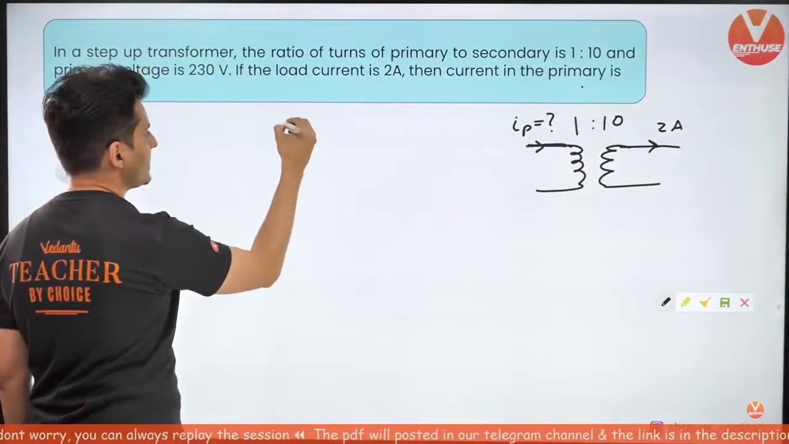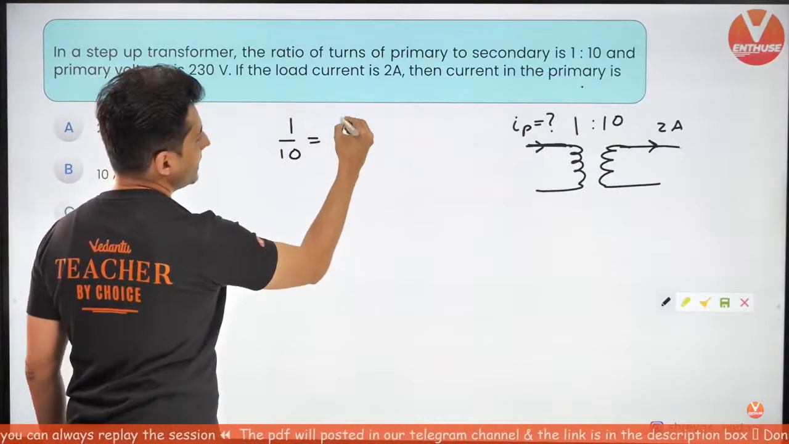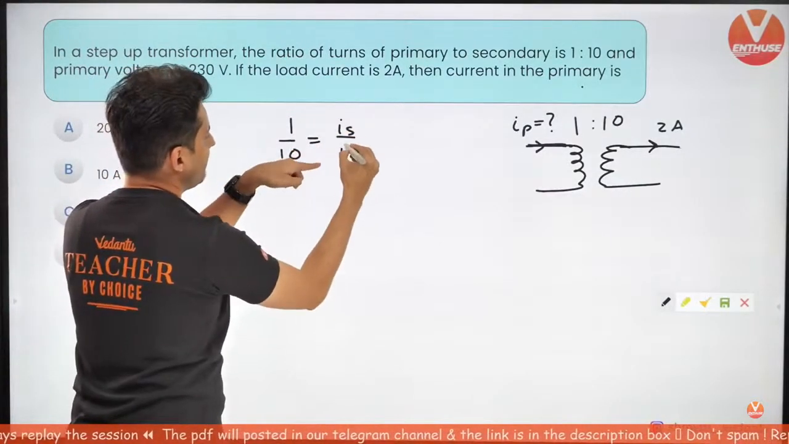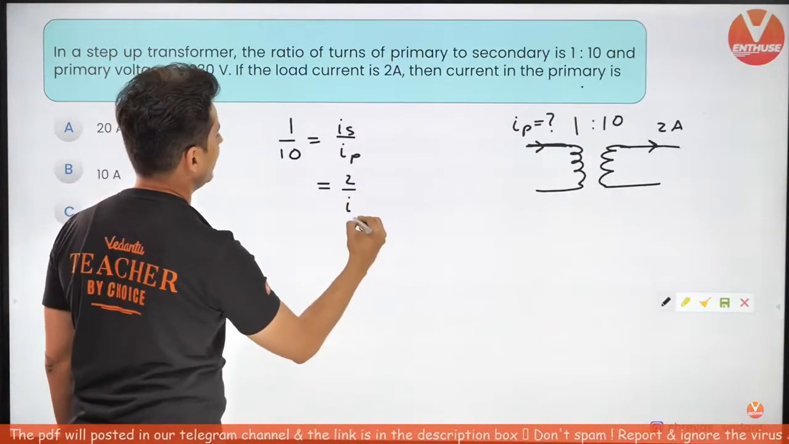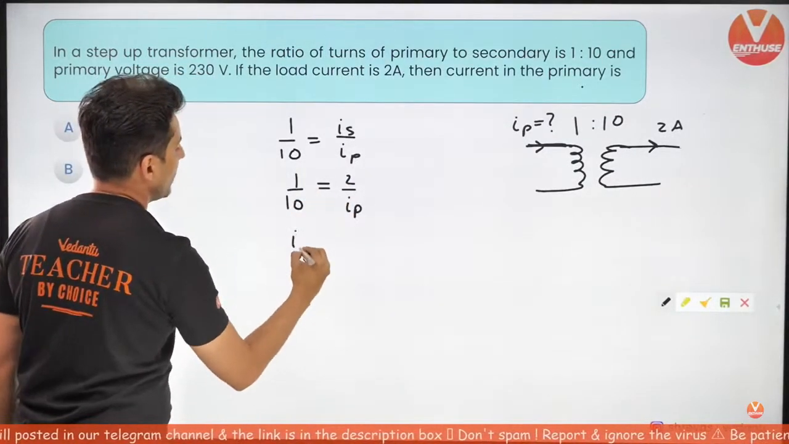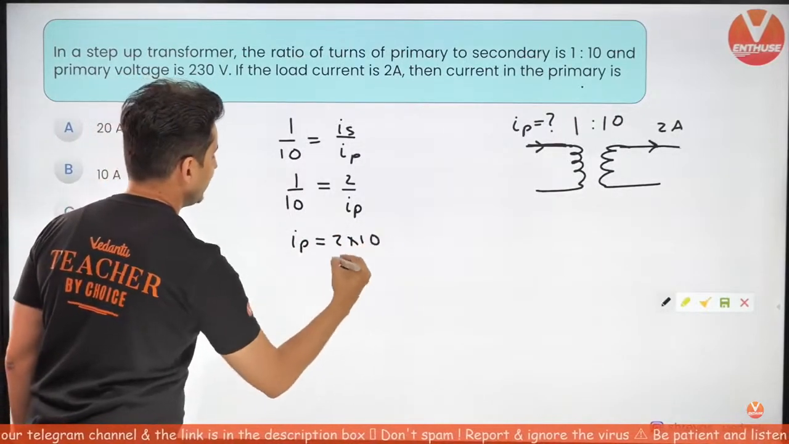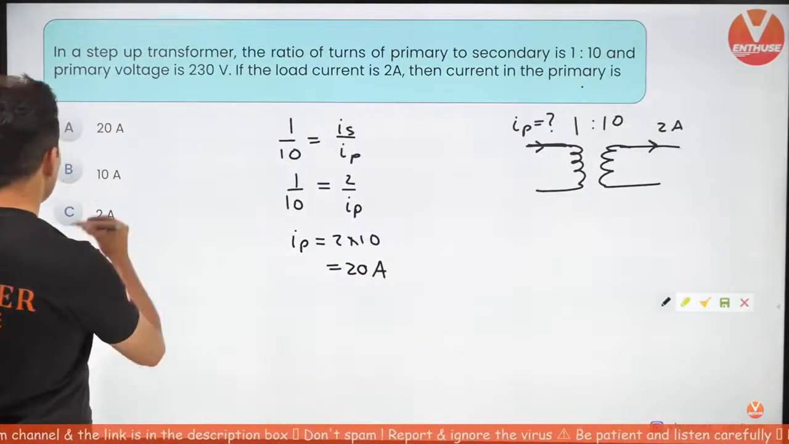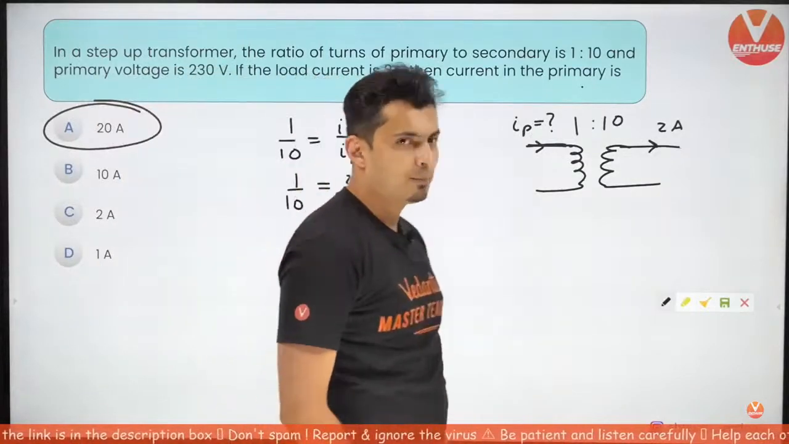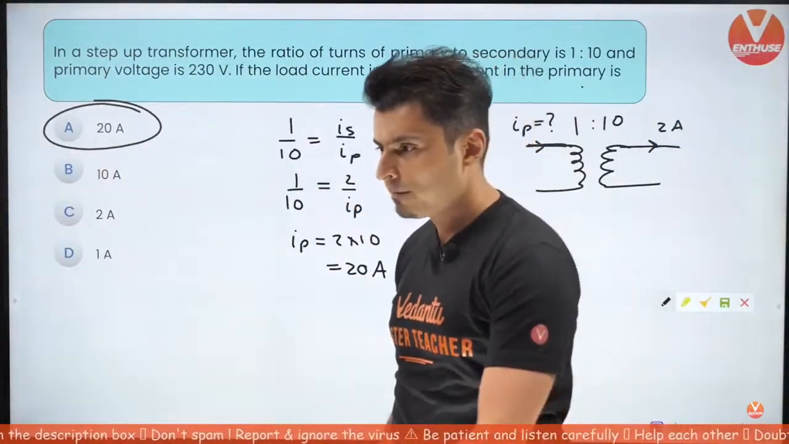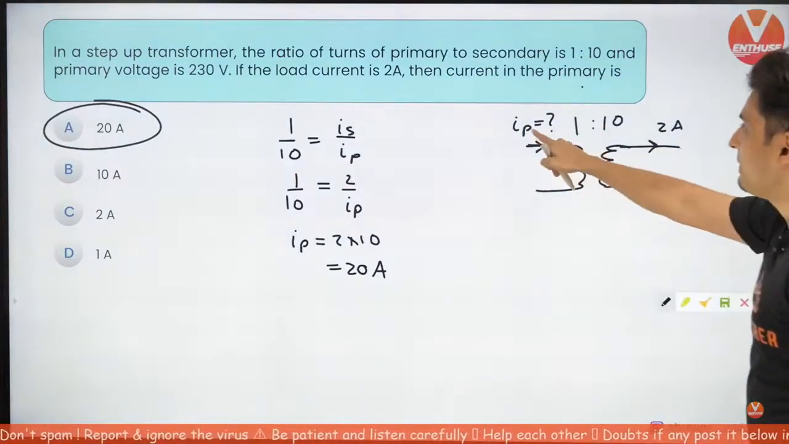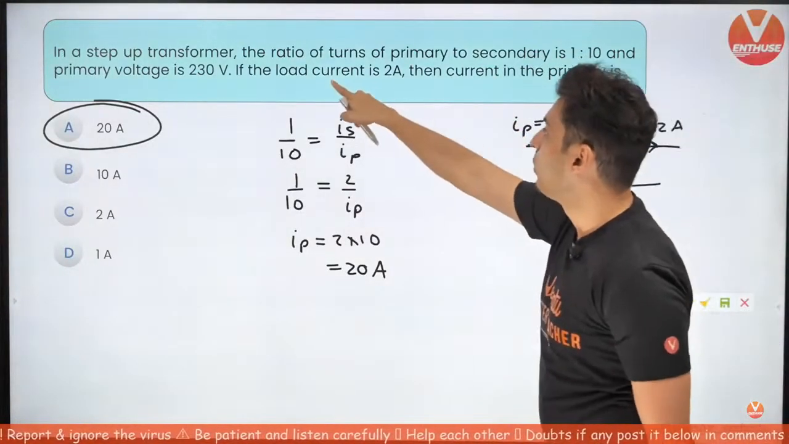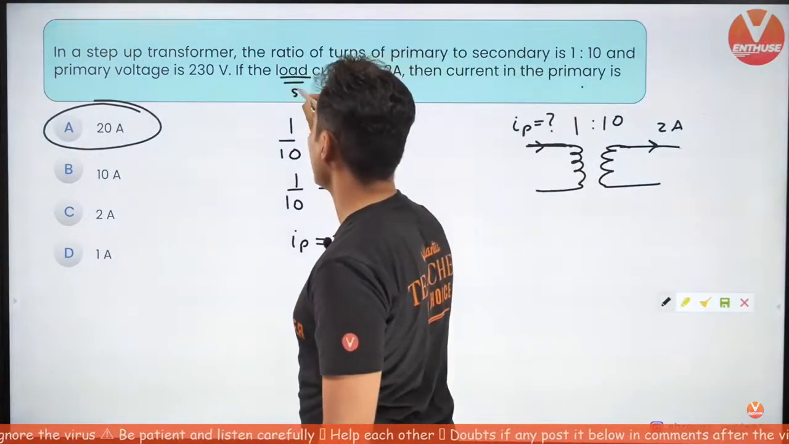Now let's do this again. Turns ratio, primary by secondary, is secondary by primary. So secondary is 2, primary is what I don't know, this is 1/10. So IP is 2 into 10, which is 20 amperes. So 20 amperes is right over here. Very good. Primary current is what is asked. The load current. Load also means secondary.